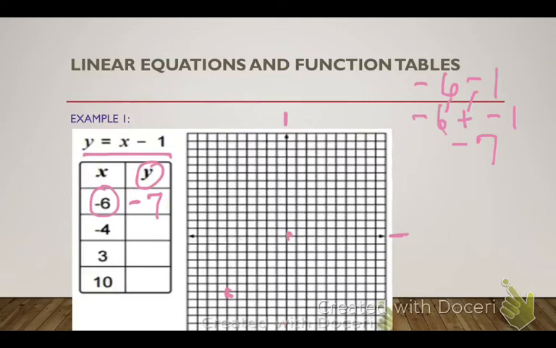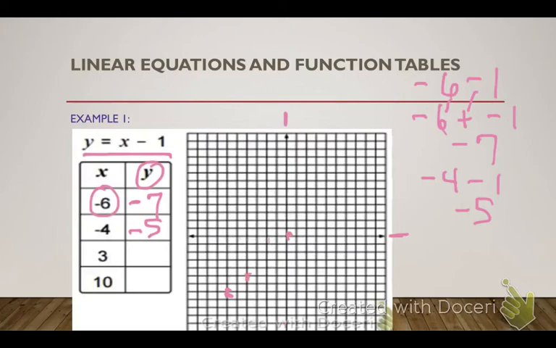And the next one is negative 4 minus 1. So we got negative 4 minus 1 again. It's the same thing as adding negative 4 and negative 1. Our answer is negative 5. So we want to go negative 4, negative 5. All right, so let's go over 4: 1, 2, 3, 4, and down 1, 2, 3, 4, 5, which is right there.